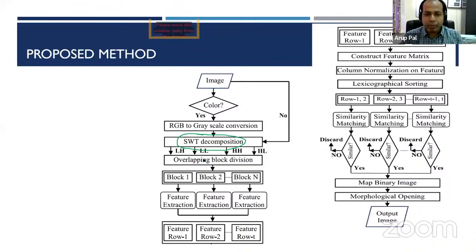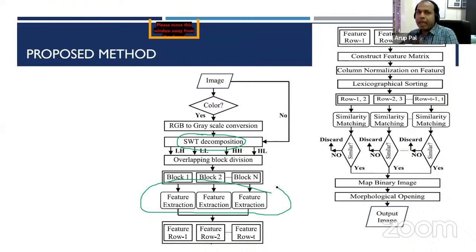Now subsequently you can overlap these blocks and extract the features, and those features will be the main contribution in proper feature selection. So right now my problem statement has changed to the feature selection process, that is, how we can select the more efficient features. After that we construct the feature matrix, the feature matrix is sorted, and subsequently we perform similarity matching.